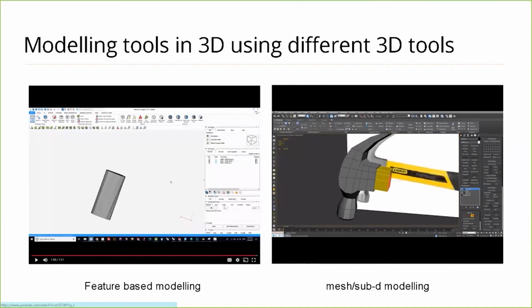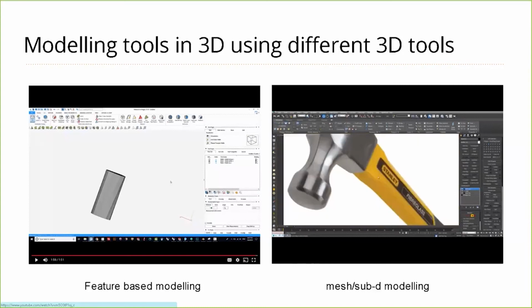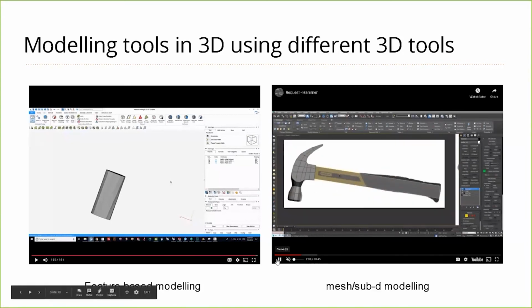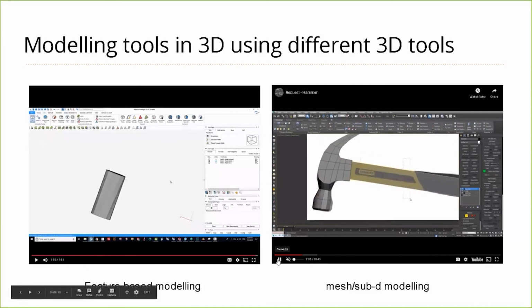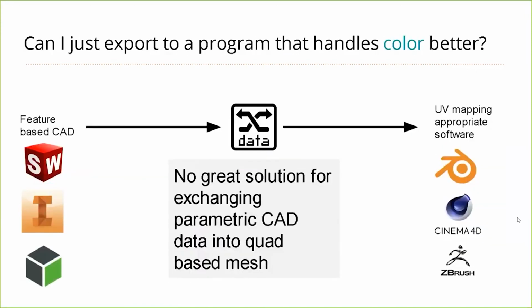And you'll notice that everything is broken down into these quadrant-based areas. That is something you should take with you about this method of modeling: it really is quadrant-based. And so people will ask, can't I just export from my feature-based modeling program and import into something that will handle color better? And the answer is really no. There's no great solution for doing this exchange.